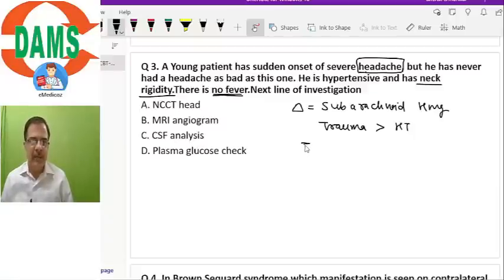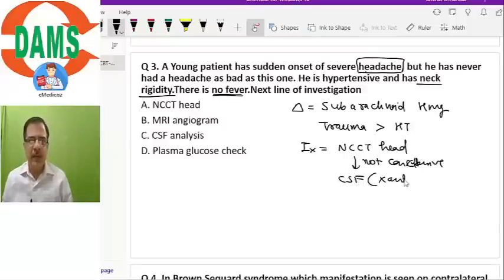So the initial investigation should be a non-contrast CT head, and it will reveal a subarachnoid hemorrhage. But if it is not conclusive, in that case we will go for a CSF analysis, and that will show us xanthochromia. So the answer here will be NCCT head. Next question, question number 4.